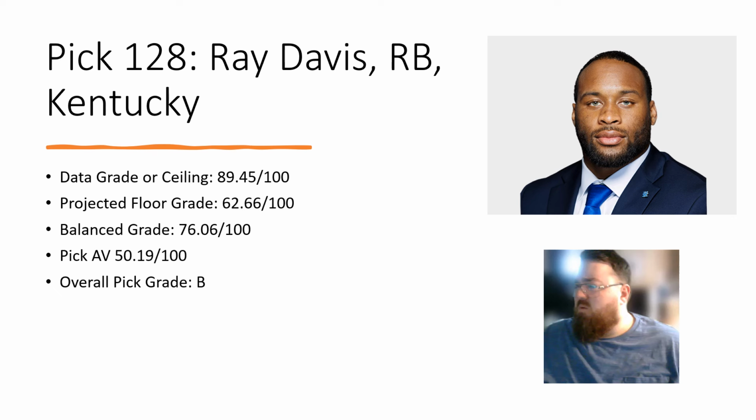Then, of course, we get to pick 128, which is Ray Davis, running back out of Kentucky. His data grade is 89.45 out of 100. His projected floor grade is 62.66. His balance grade is 76.06, and his pick AV is 50.19 out of 100. The overall pick grade for this would be a B based on his potential as a rusher.